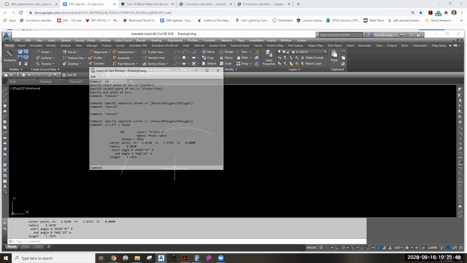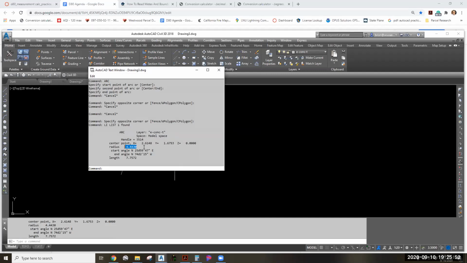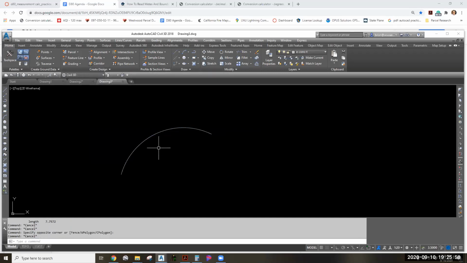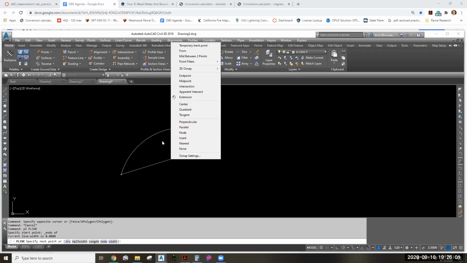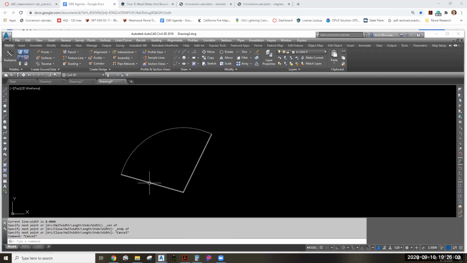So if I was to list that, it would tell me my radius and it would tell me my length, okay? The delta is the angle from here to here, the angle of rotation. So if I draw a line and I want to know the angle of rotation to there, that would be my delta.